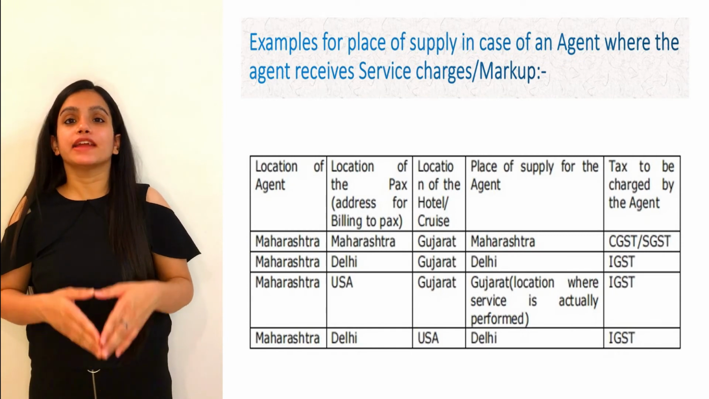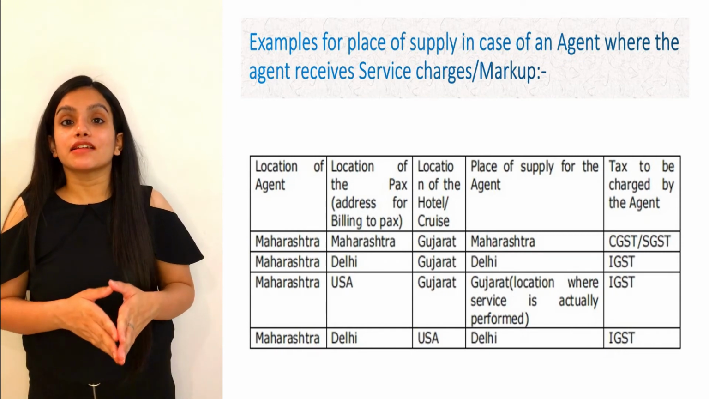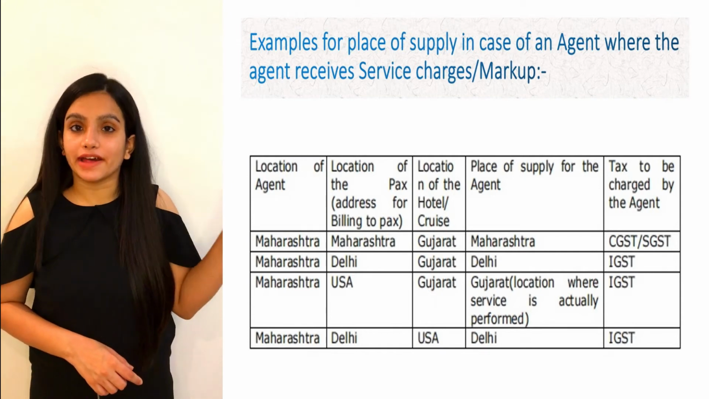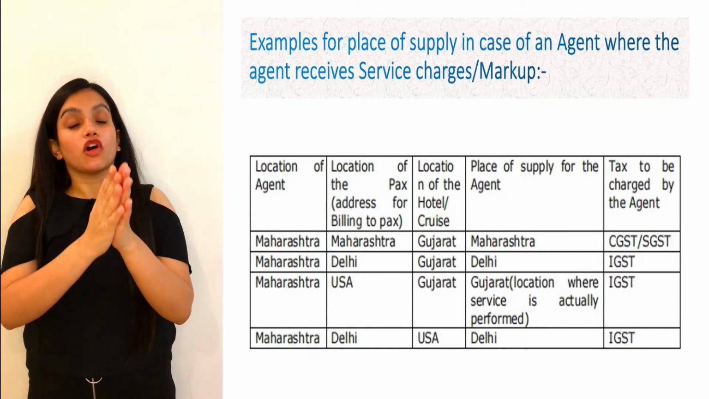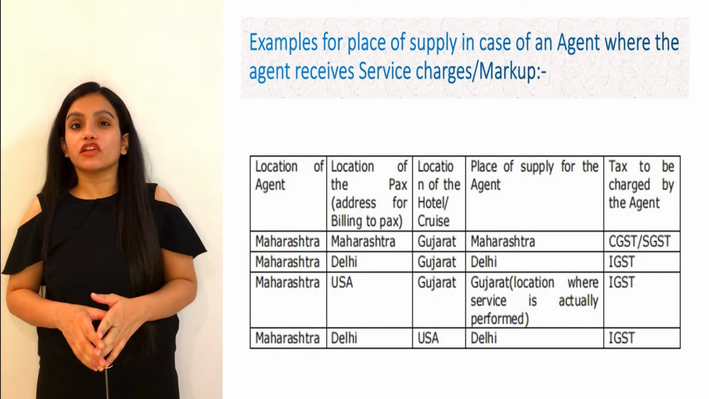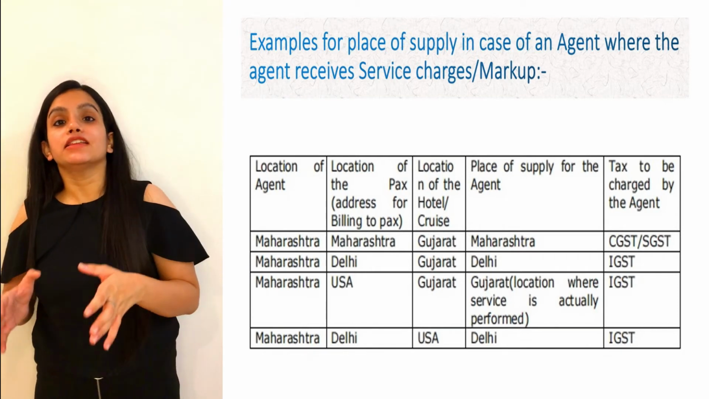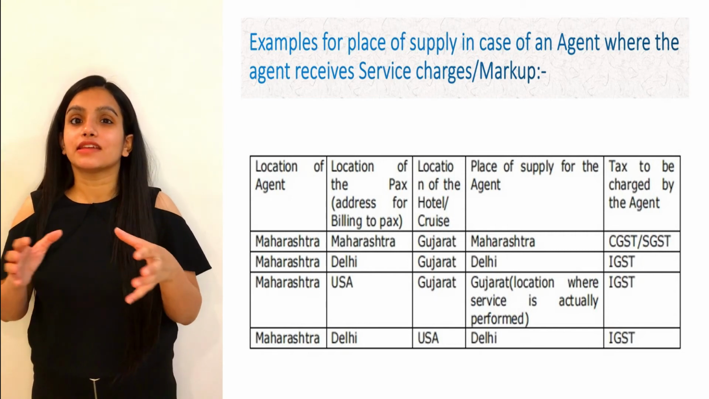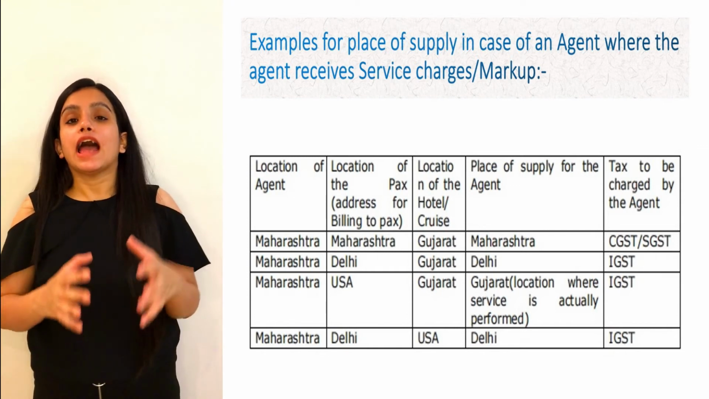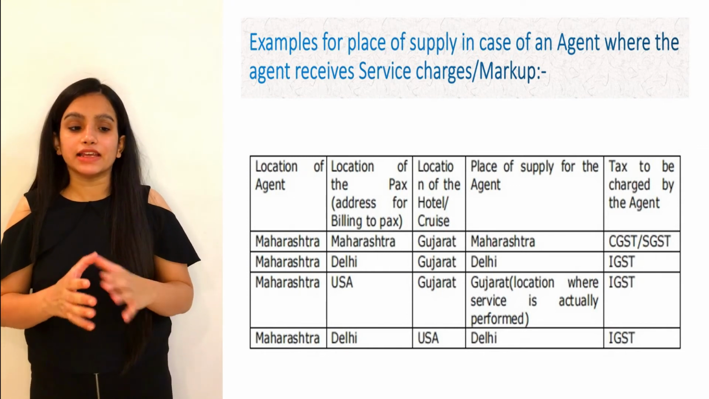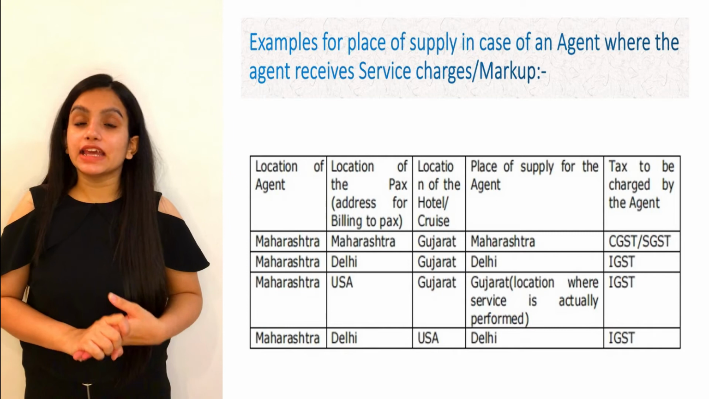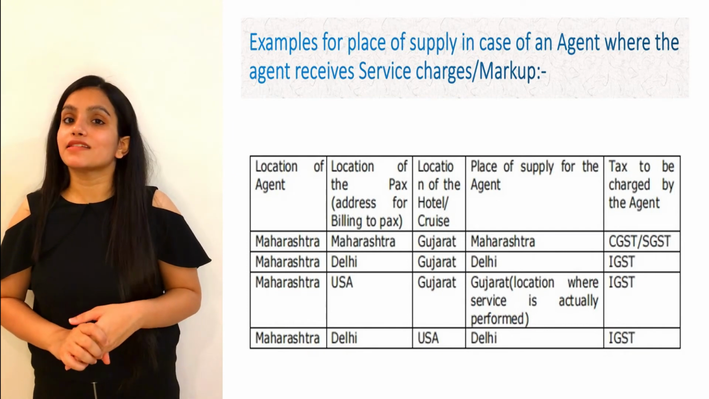Example of place of supply in case of agent, where the agent receives service charge or markup. If the location of agent is Maharashtra and address for billing is also Maharashtra, location of hotel is in Gujarat, then the place of supply will be Maharashtra and the GST will be charged as CGST and SGST. If the location of agent is Maharashtra and address of billing is Delhi, location of hotel is Gujarat, then the place of supply will be Delhi and the GST will be charged as IGST.